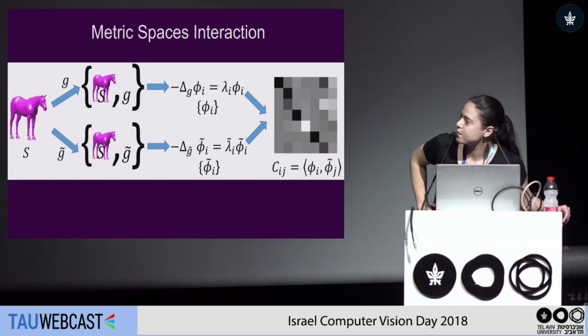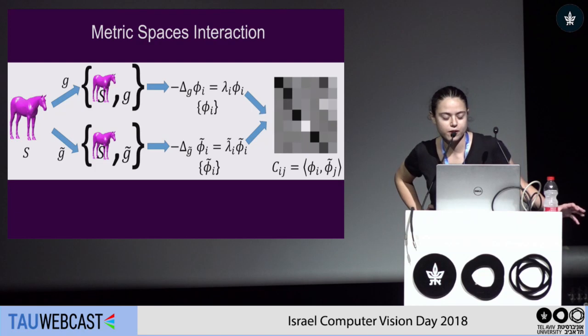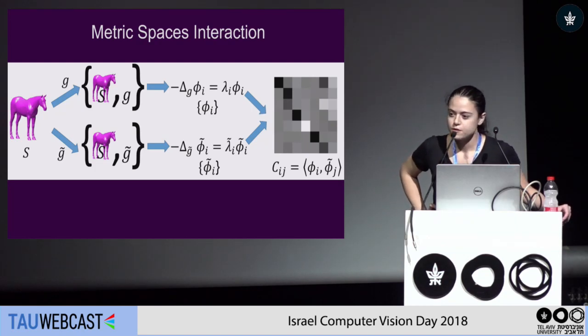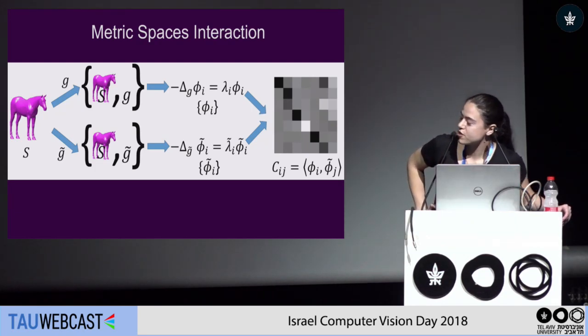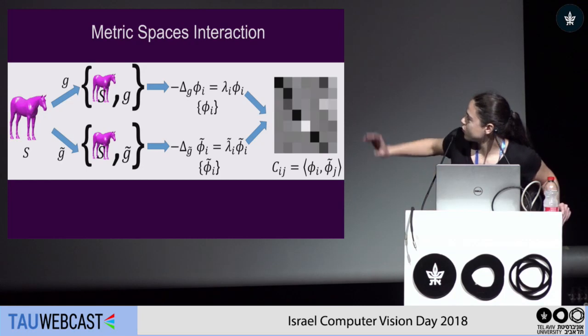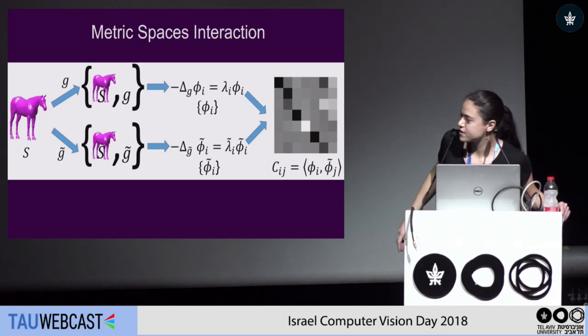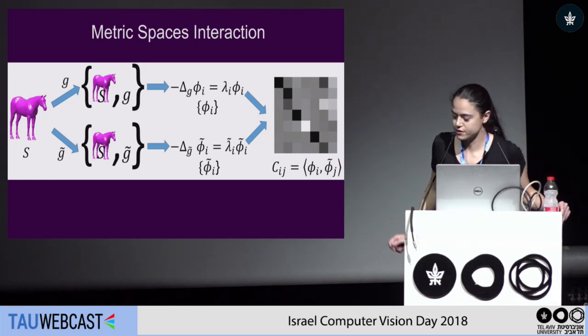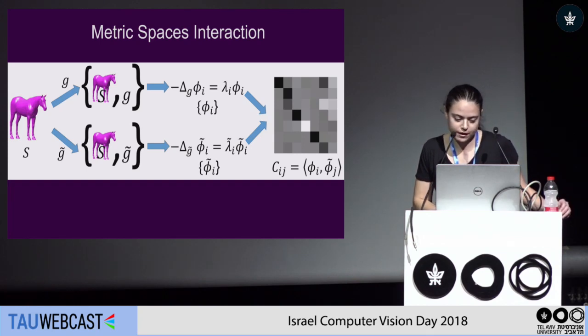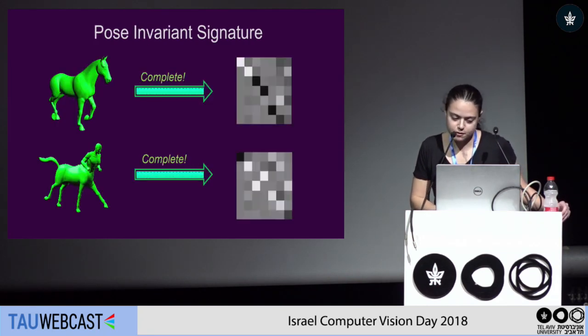And in each metric space, separately, we define the respective Laplace-Beltrami operator. And we perform eigendecomposition, resulting in two different families of eigenfunctions, corresponding to each operator. And finally, we combine these functions by taking the mutual inner products, and we can see that the entries of the matrix are encoding the inner products. So this is the pipeline, and let's see this animation.